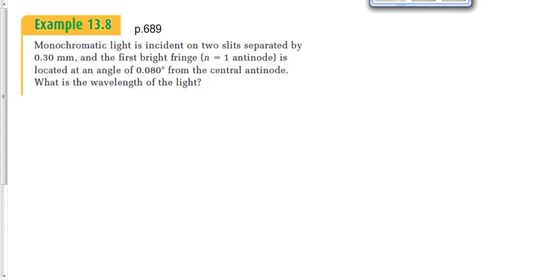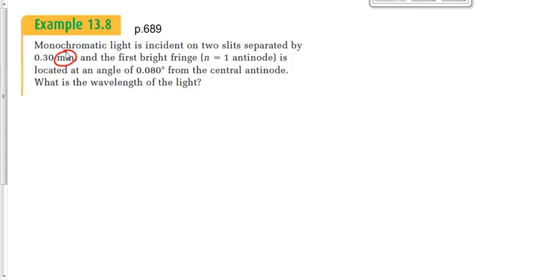Now let's have a look at a question that's going to use one or both of those two equations that we just learned. Monochromatic light, what does that mean? One color, mono, one chromatic color. Monochromatic light is incident on two slits that are separated by 0.3 millimeters. Even though I can use other units in these questions, I don't want to. I want to stick with meters, so I'm going to circle that, draw attention to it, and remind myself to convert that to meters. The first bright fringe is located at 0.080 degrees from the central antinode.